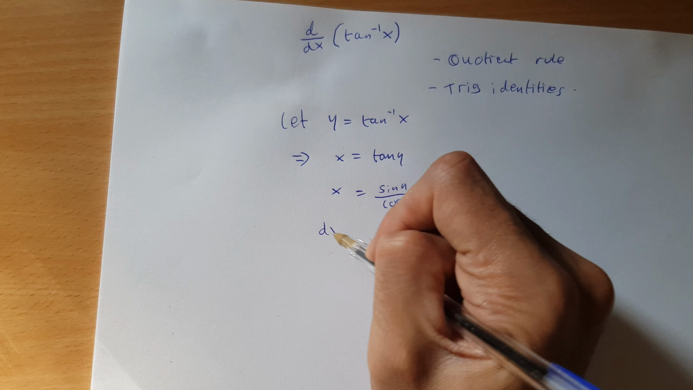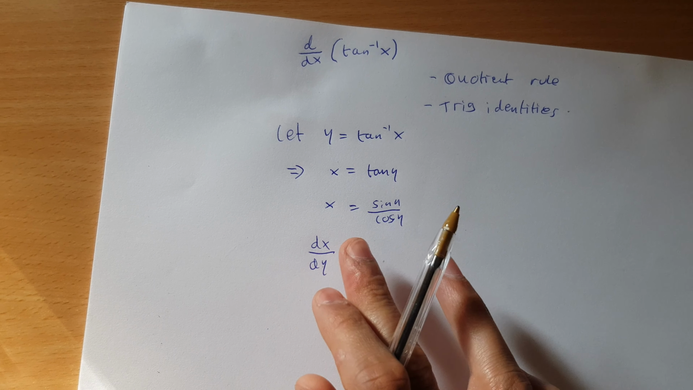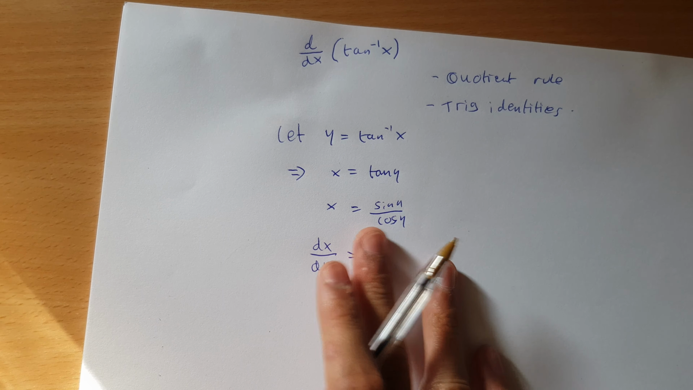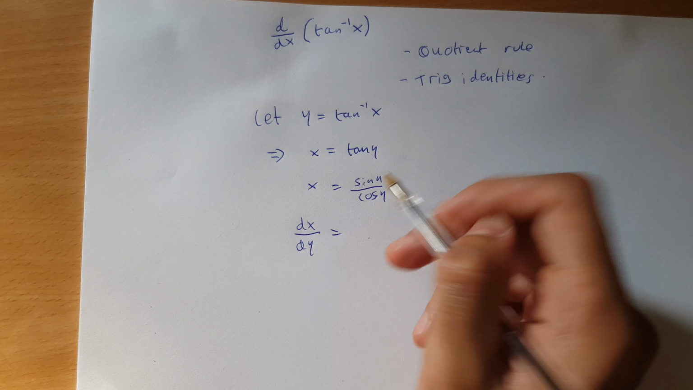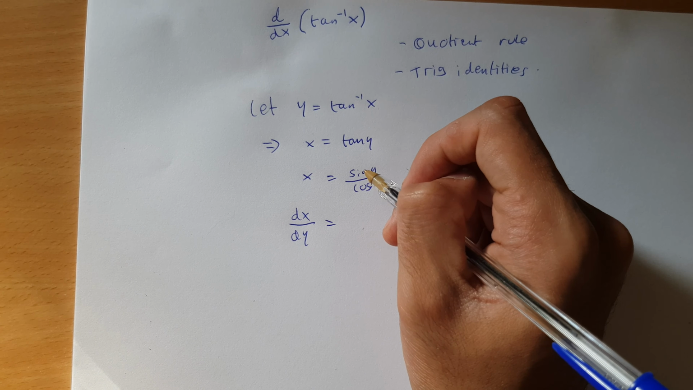Now, dx by dy, because now we are differentiating, so we need to bear in mind the quotient rule. So if you don't already know how to differentiate using the quotient rule, please check out some of my other videos on that. So now what we do here is, we can think of that as our u and that as our v, okay? So in alphabetical order, u, v.